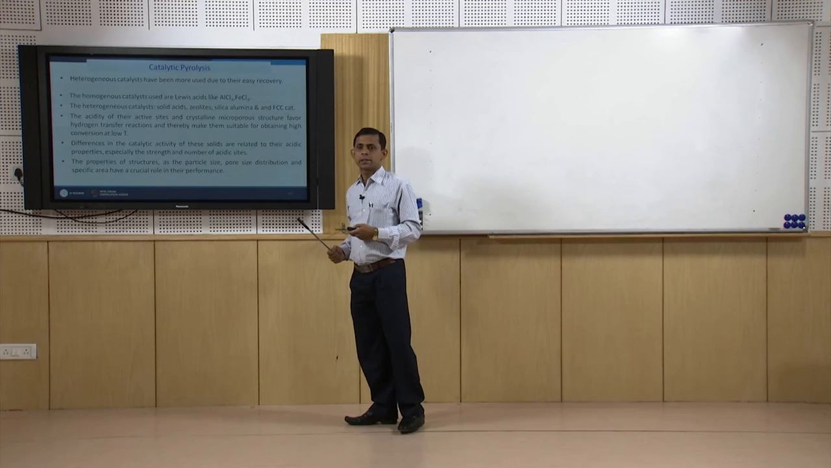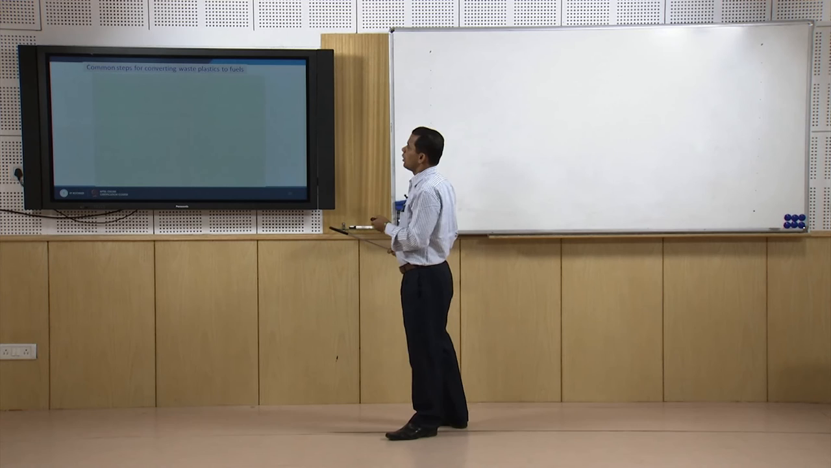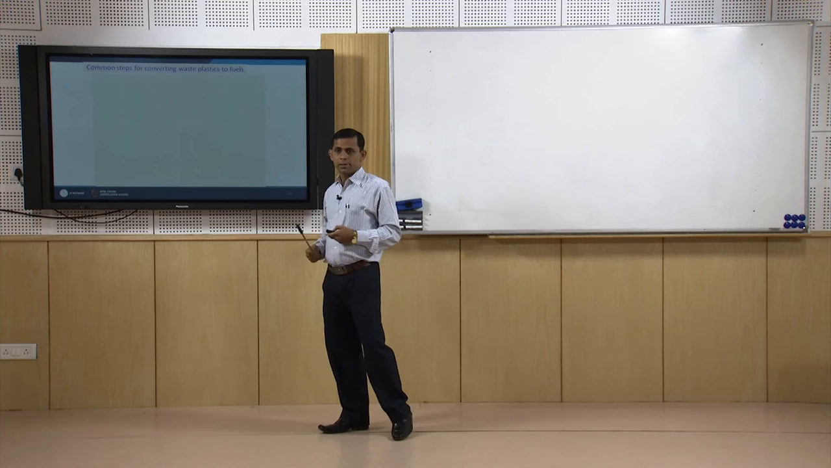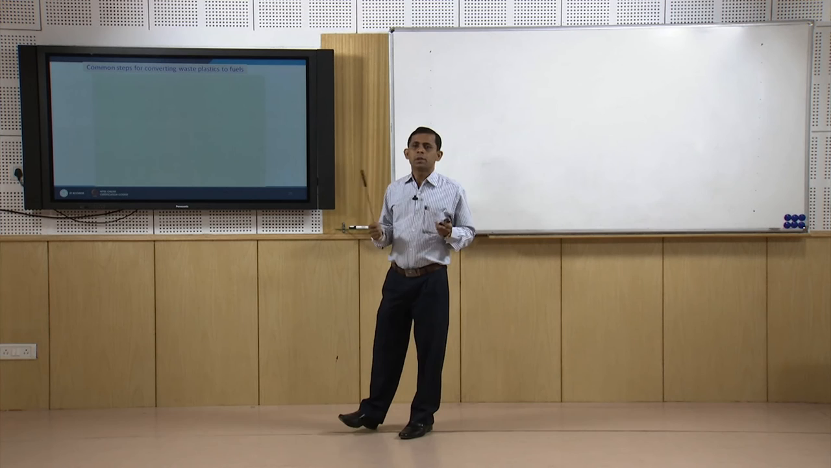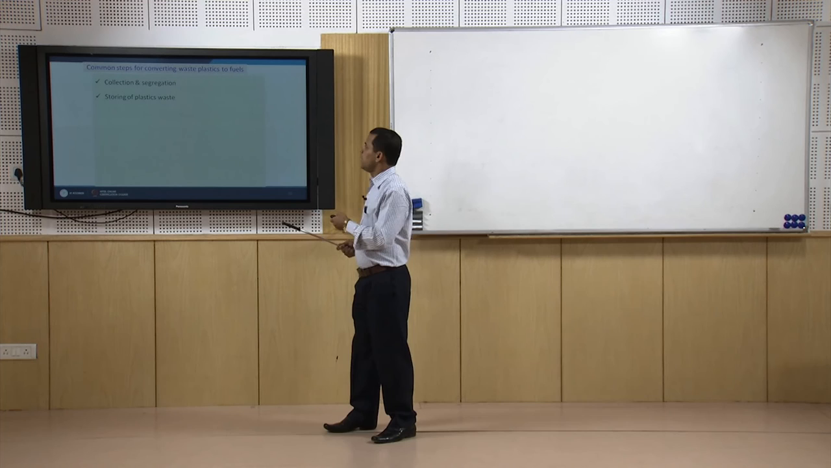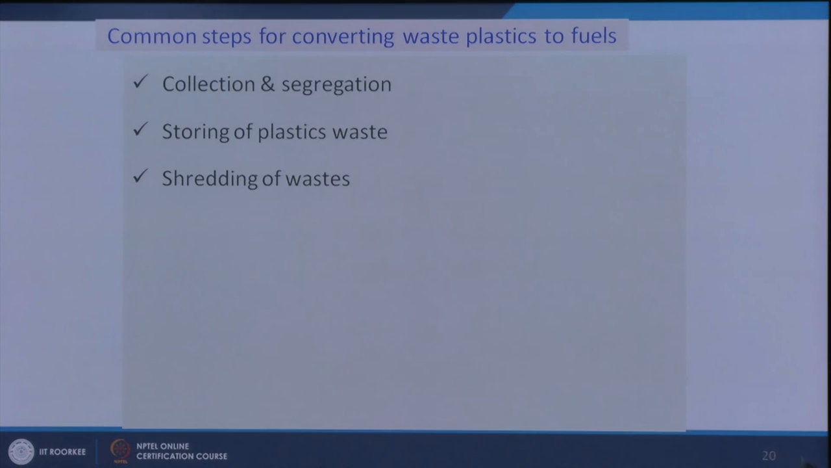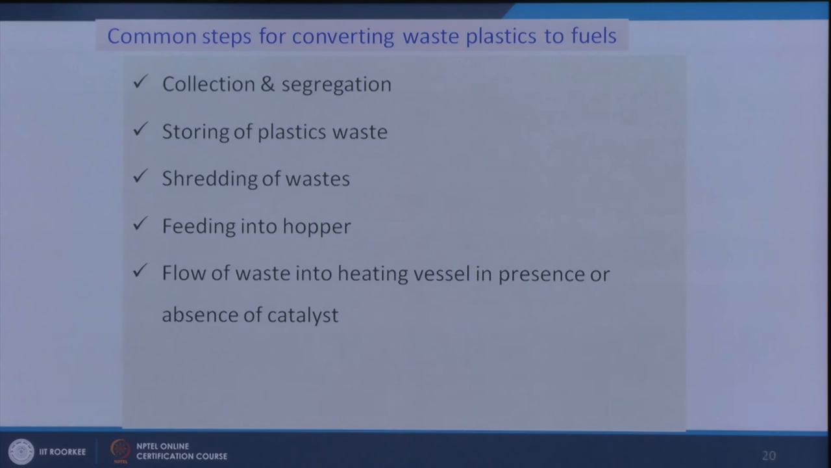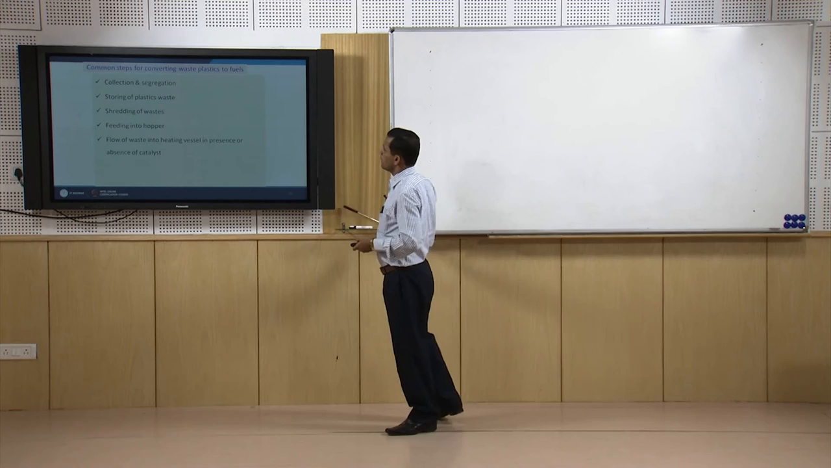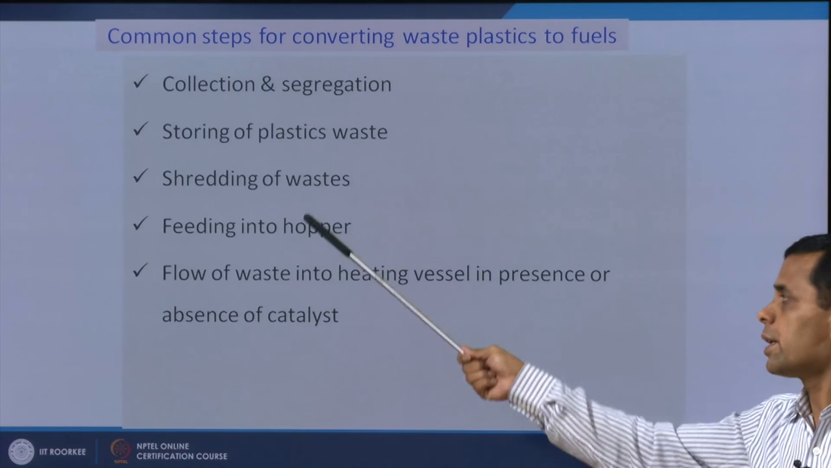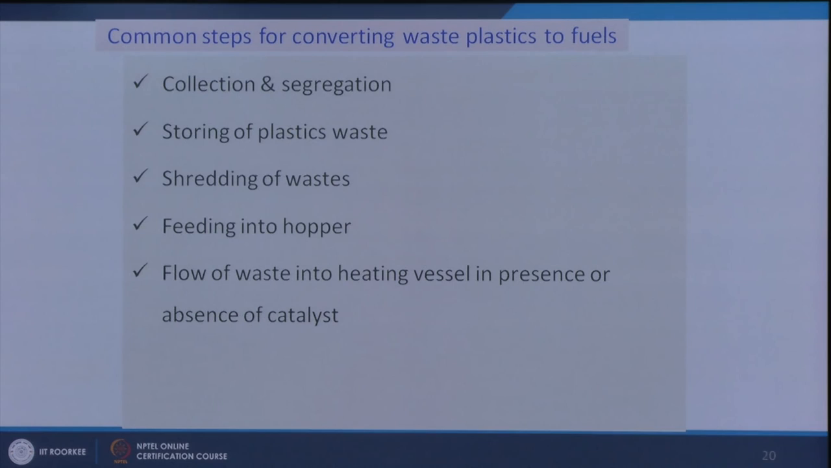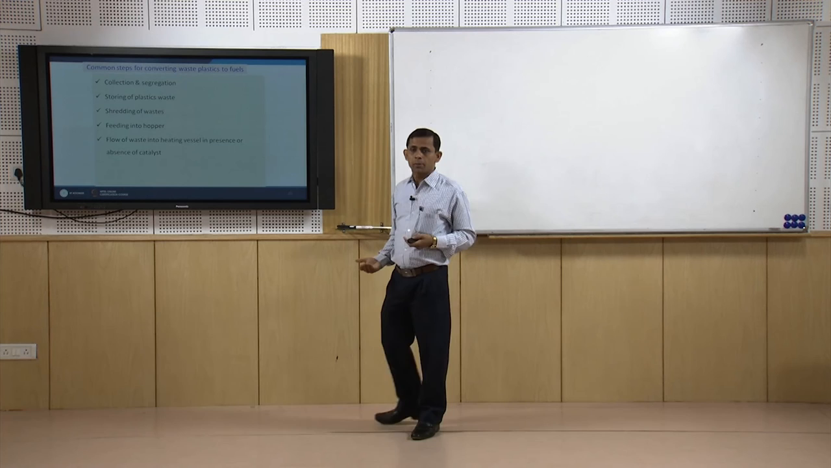Now, we will see what the different steps are which can be used for the conversion of waste plastics to fuels. As this is part of municipal solid waste, obviously we have to collect it, then segregate it, then store the plastic waste for a longer time so that we can use it, then cutting and shredding of wastes, then feeding into the hopper. All of these up to the feeding to hopper are the pretreatment steps. After pretreatment, we flow the waste into a heating vessel in presence or in absence of catalyst. We may use catalytic pyrolysis or only thermal pyrolysis depending upon the process.